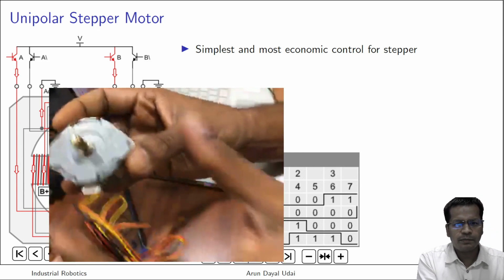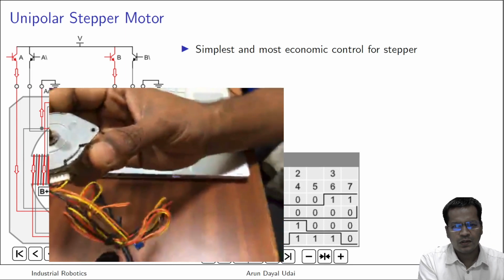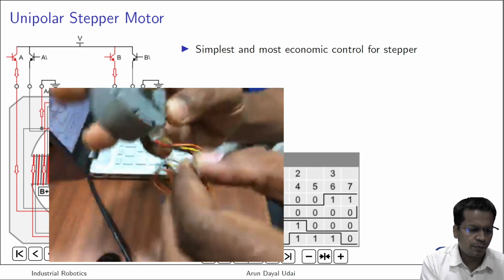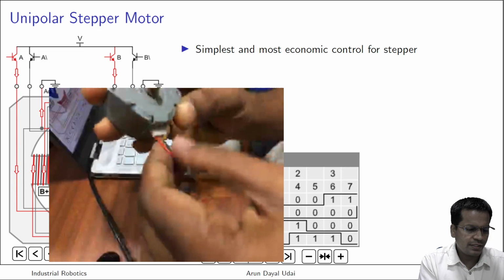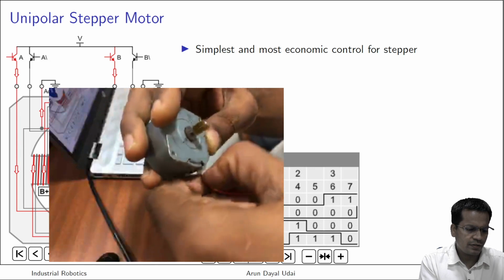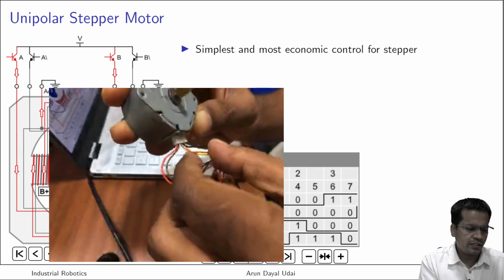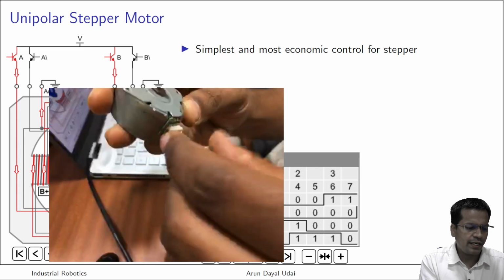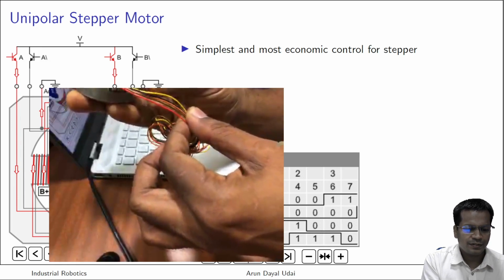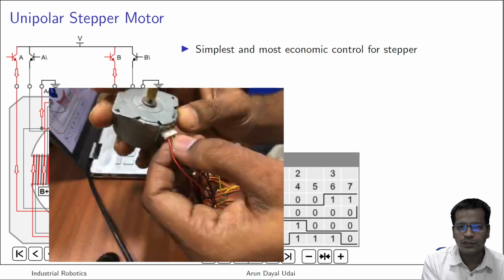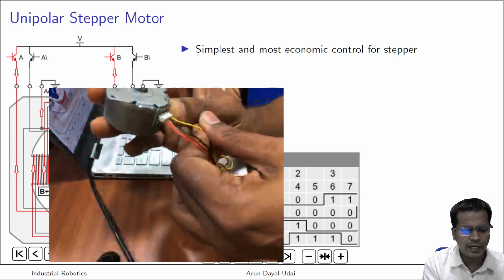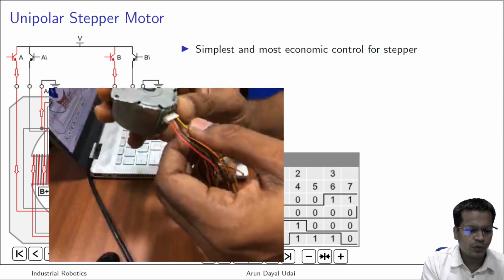Yes. So let me show you this one. What do you see here? This is the motor with how many wires? It has a red wire, a brown wire, an orange one, a black one and a yellow one. So it has 5 wires. That means it is a unipolar motor. What is unipolar? And bipolar is also there, I'll talk about that also. So 4 plus 1 wire makes it a unipolar motor.